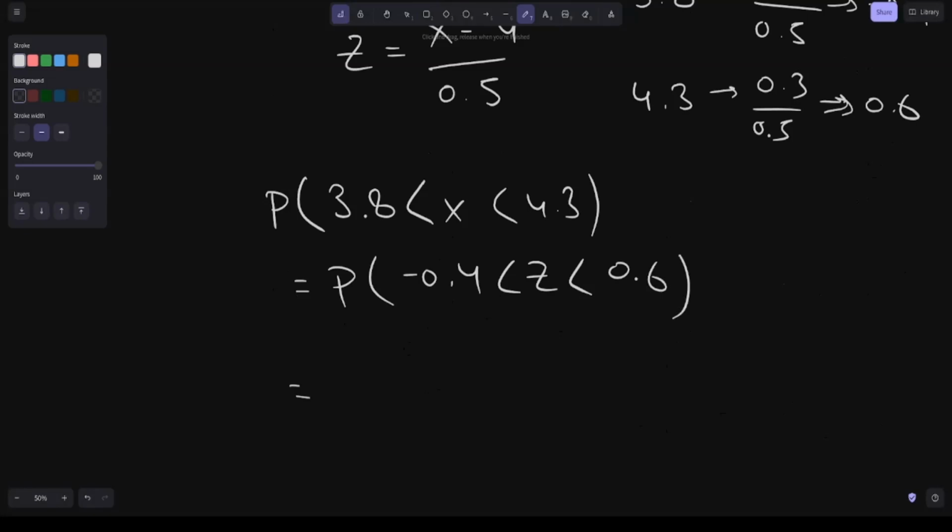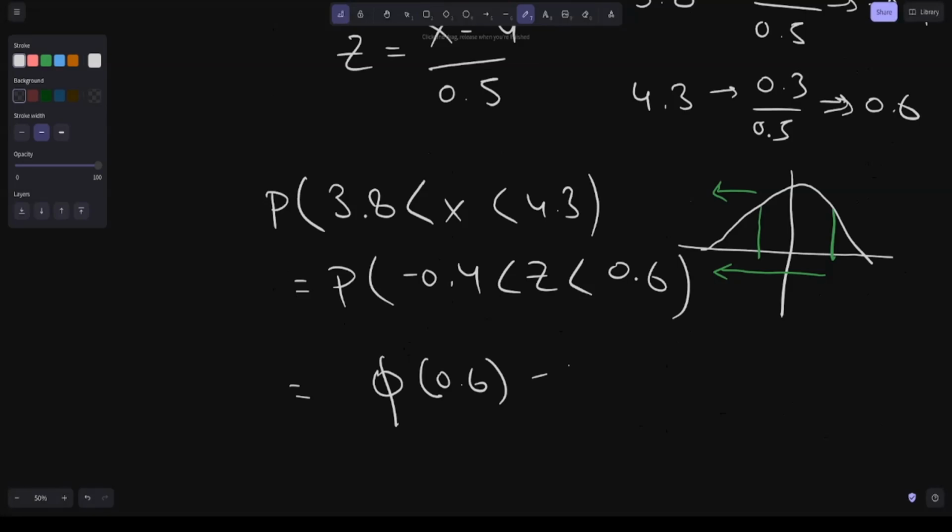Okay, so let's draw the graph like this. Let's imagine the graph. We are talking about this area. Can we do this? We'll take this whole area minus this area. So it will be something like 0.6 minus 0.4. By this I mean the normal form: 1 by root over 2 pi integration e to the power minus x square by 2 dx.